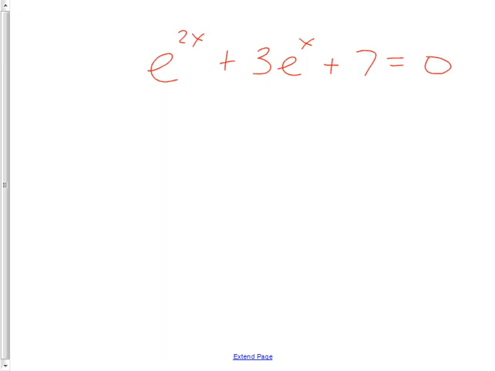They were amazing. Okay, anyway, this one, I kind of smell a quadratic here because I see something squared. I see the same exact thing, except it's not squared, and I have a constant there. By now, I hope you've learned how to do a u substitution.